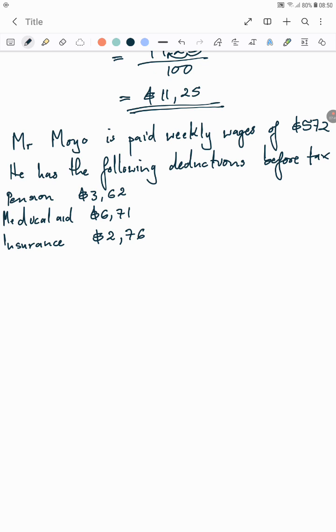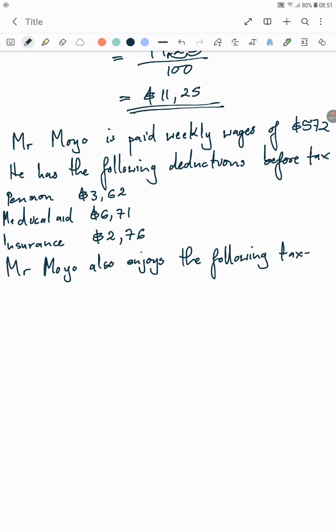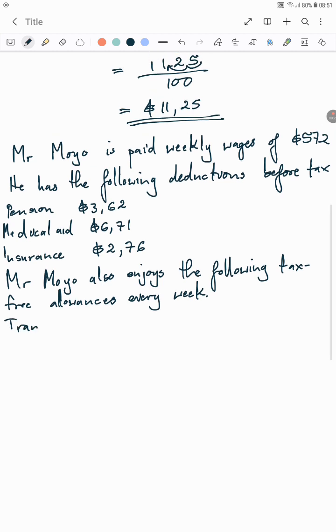Mr. Moyo also enjoys the following tax-free allowances every week: transport, $6, housing, $10.